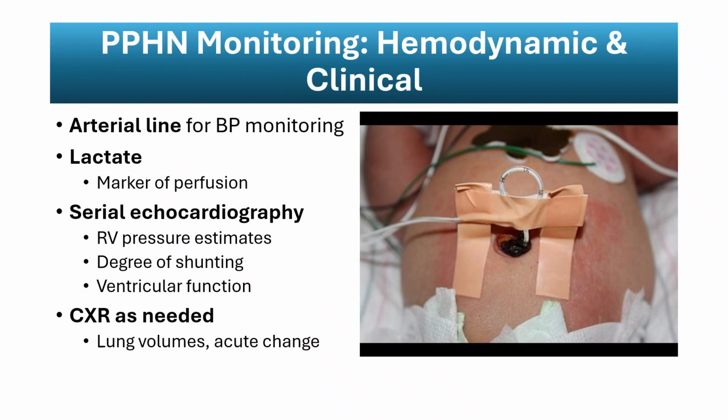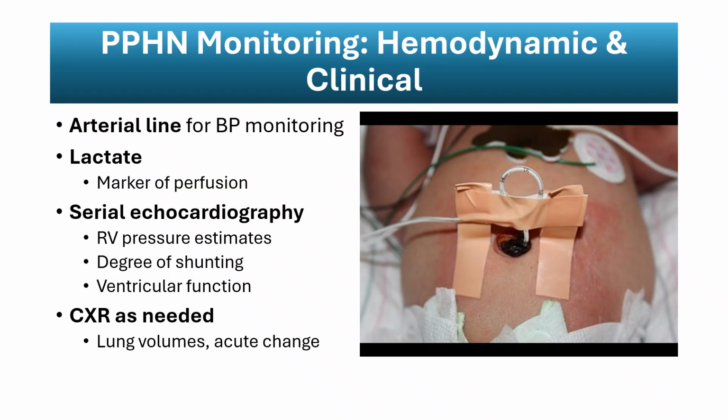Hemodynamic monitoring in PPHN is critical to balance systemic perfusion with pulmonary vascular resistance. Continuous arterial blood pressure monitoring allows rapid detection of hypotension or hypertension, which can exacerbate right-to-left shunting. Serial lactate measurements provide insight into tissue perfusion and oxygen delivery, indicating whether cardiac output is adequate. Echocardiography plays a central role in ongoing assessment.